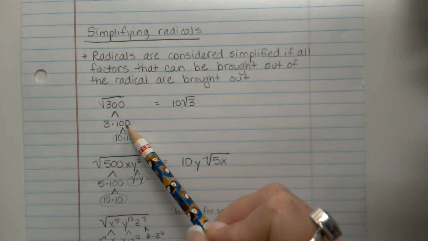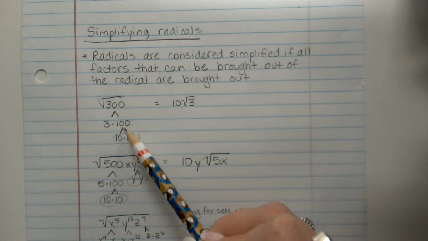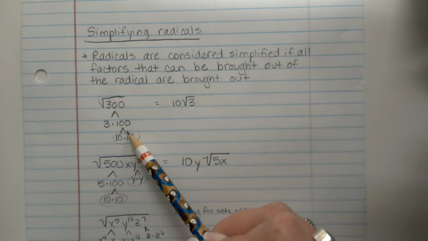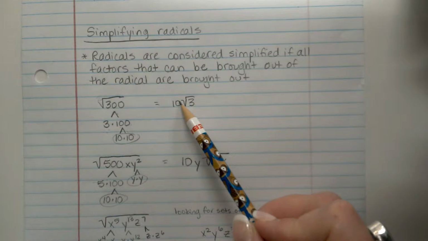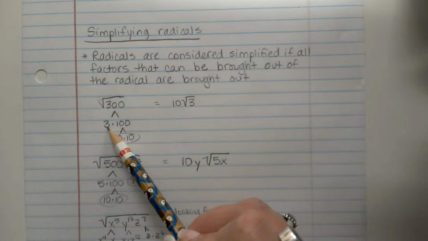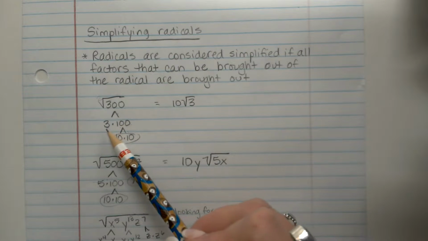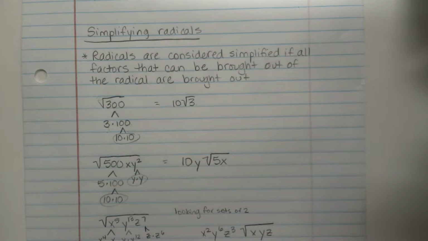Well, that doesn't give me any pairs. I'm looking for a set of 2. Ooh, but I found a set of 2 tens. So I can pull one of my tens out. This does not have any further factors that we could find a set of 2, so it stays under the radical.